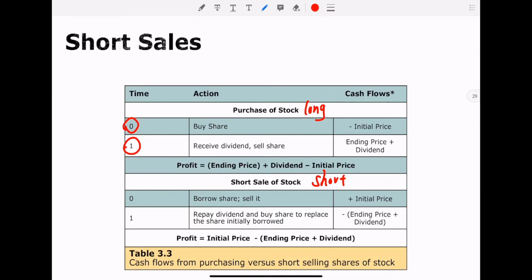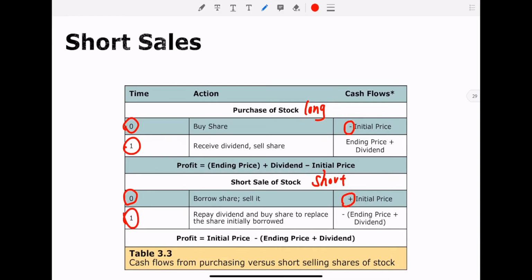Next, let's think about short position, right? Again, you have two dates, day 0 and day 1. And we have talked about this. If you're doing a short sale, you will want to borrow a share and sell it, right? So on day 0, you will get this initial price. However, if you compare purchase of a stock versus short sale of a stock, you can see that you have this cash outflow on day 0 if you're purchasing a stock, but you will have a cash inflow if you're doing a short sale of a certain stock.